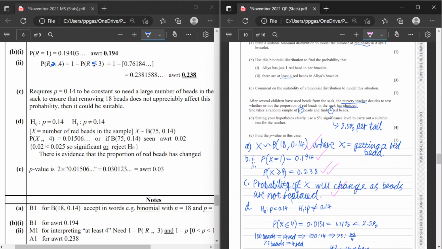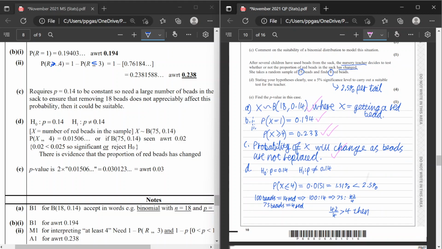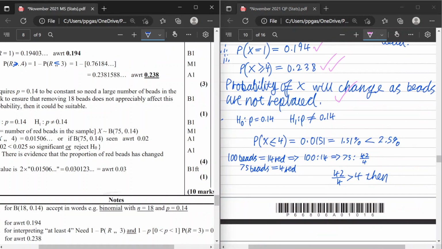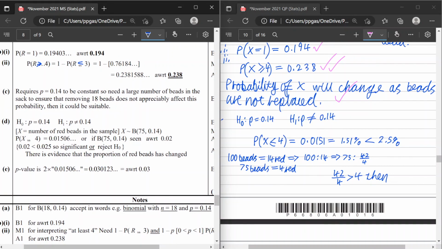Okay, part D. Is this hypothesis testing? Yeah, hypothesis testing. So let's see what I get marks for now. So it looks like I get 1 mark for both the hypotheses. Oh, I seem to have got this wrong. What have I done here?